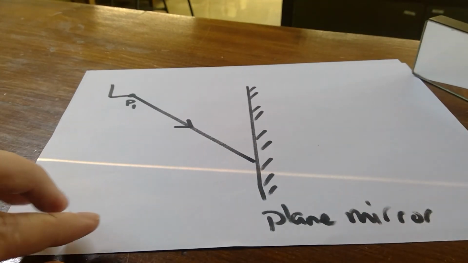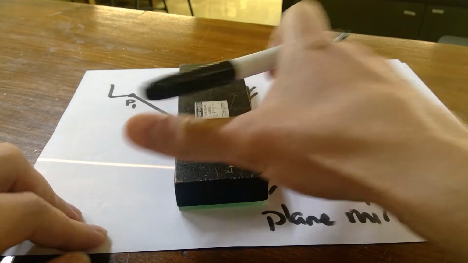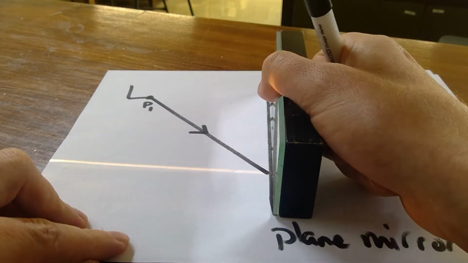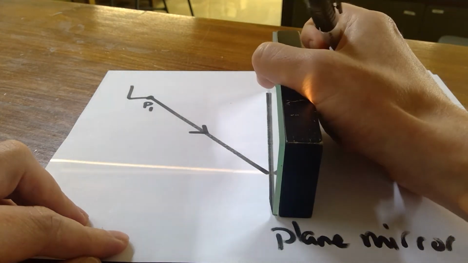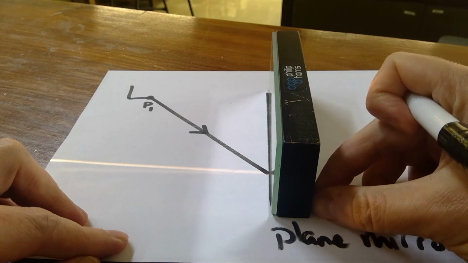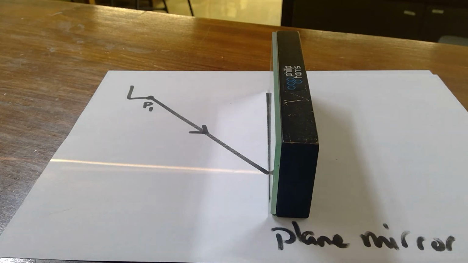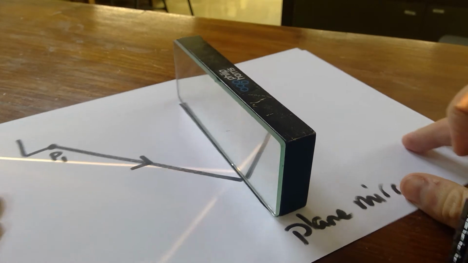Now if we were doing this using our protractor, we would then draw a normal, measure the angle of incidence, see where, well, does i equal r, draw the reflected ray, and then track it back. But here we don't have to do that because we're doing it experimentally.